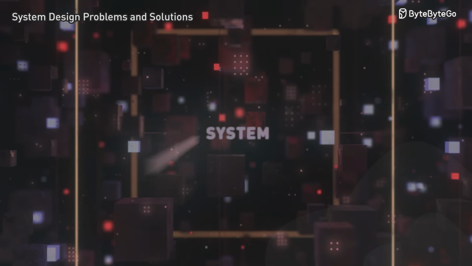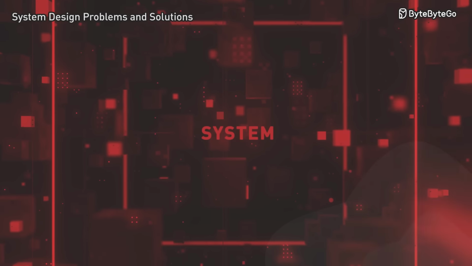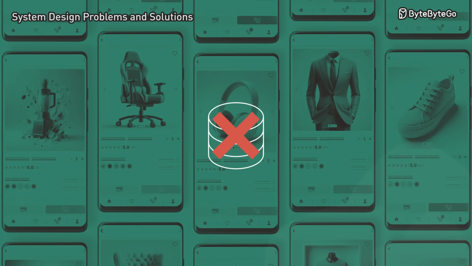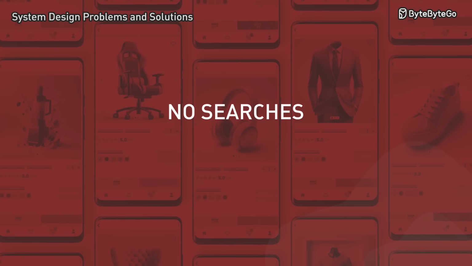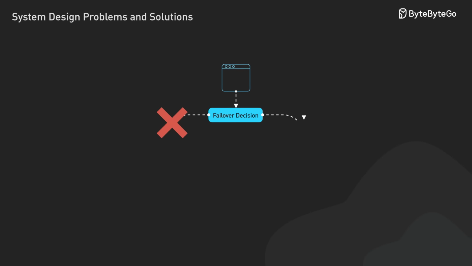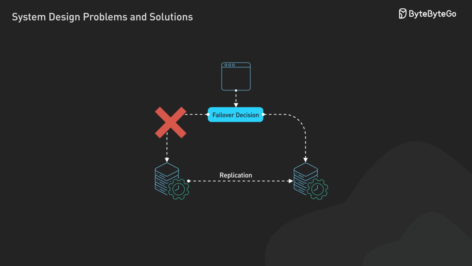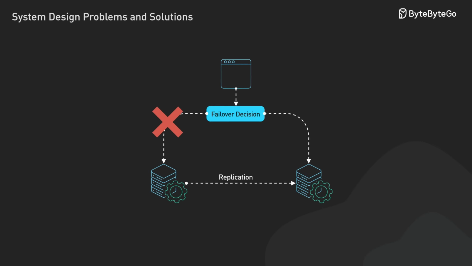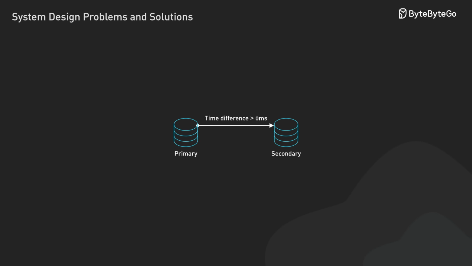Even the fastest system becomes useless if it goes down. An e-commerce platform with a single database server stops entirely on failure. No searches, no purchases, no revenue. We solve this through redundancy and failover, implementing database replication with primary and replica instances. While this increases availability, it introduces complexity in consistency management.